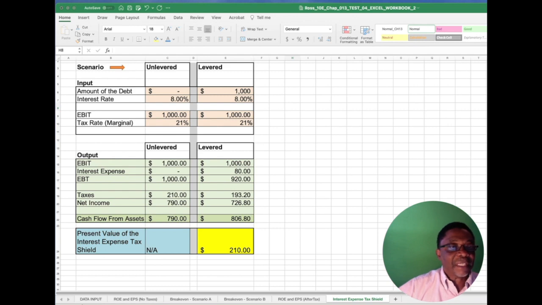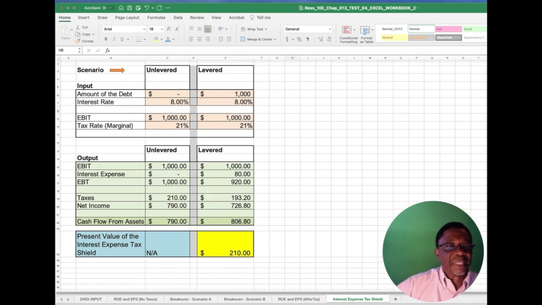Now, obviously, here we have two scenarios, an unlevered scenario where the firm has an EBIT of $1,000, and here we have a levered scenario where the firm has an EBIT of $1,000. Unlevered just means there's no debt. Levered means there's debt. In the unlevered situation, there's no debt. In the levered situation, we have $1,000 of debt. Interest rate on that $1,000 is 8%. We have an EBIT of $1,000 as well. We have a marginal tax rate of 21%.